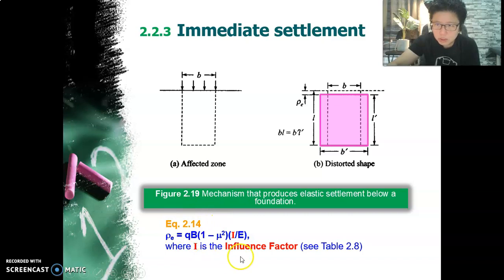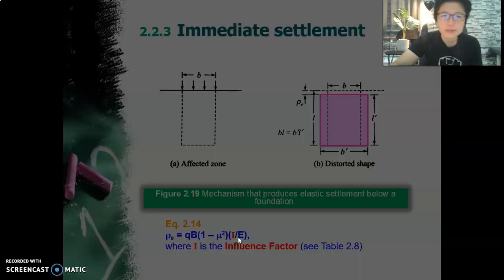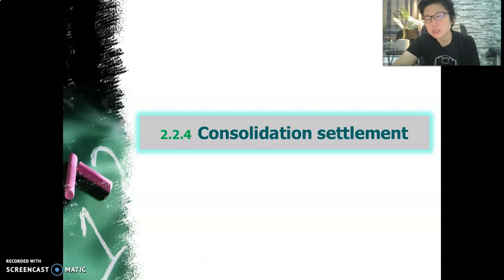So if you look at the equation to estimate your immediate settlement, you can see this parameter in there, mu. Mu is your Poisson's ratio. Whenever we see mu in the equation, we know that the material is considered to be fully elastic. So that is what it is. And in order to use the equation, E is your Young's modulus. You could look at the influence factor in table 2.8 in your module for I. Alright, it's straightforward.